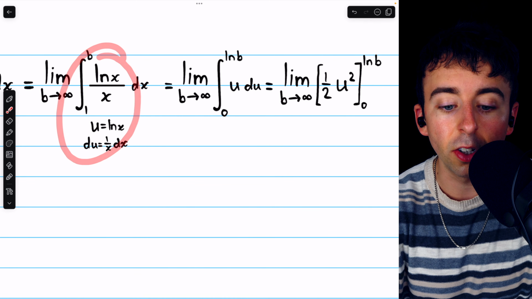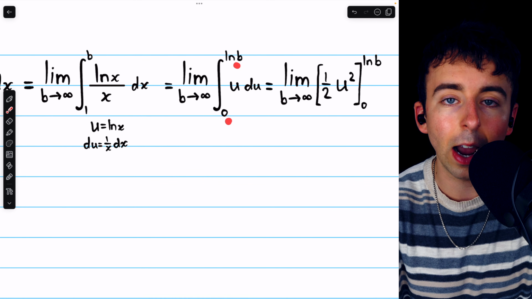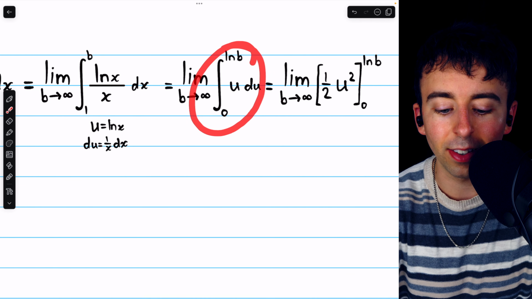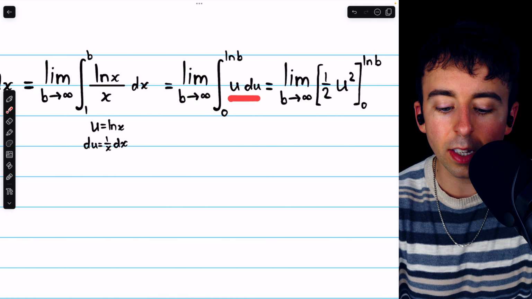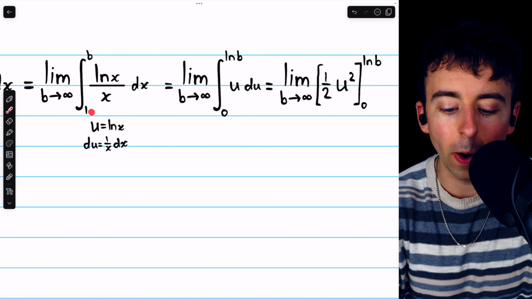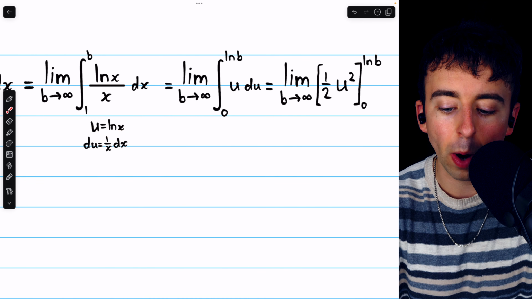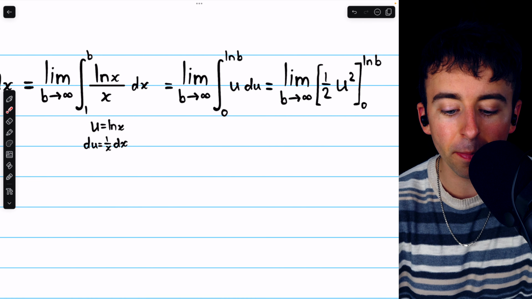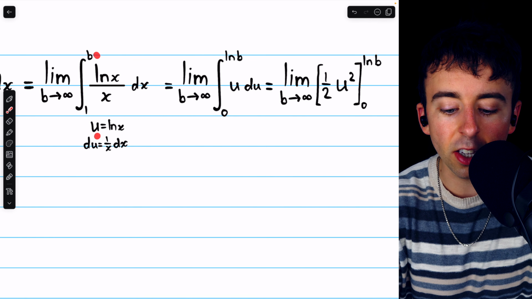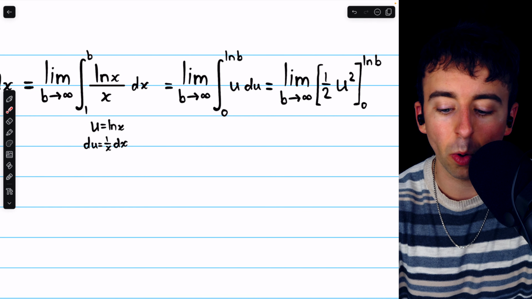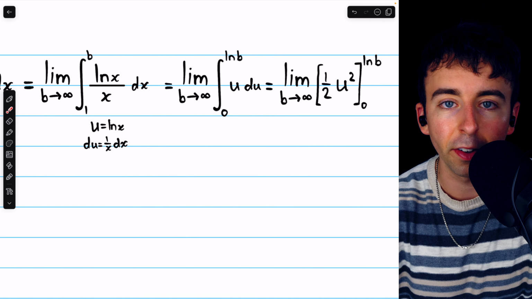Completing that u substitution, and not forgetting to adjust our bounds, we're left with this integral. We have u du, and then if x equals 1, u is equal to 0, so our integral now starts at 0, and if x equals b, then u equals the natural log of b, so our upper bound is now the natural log of b.